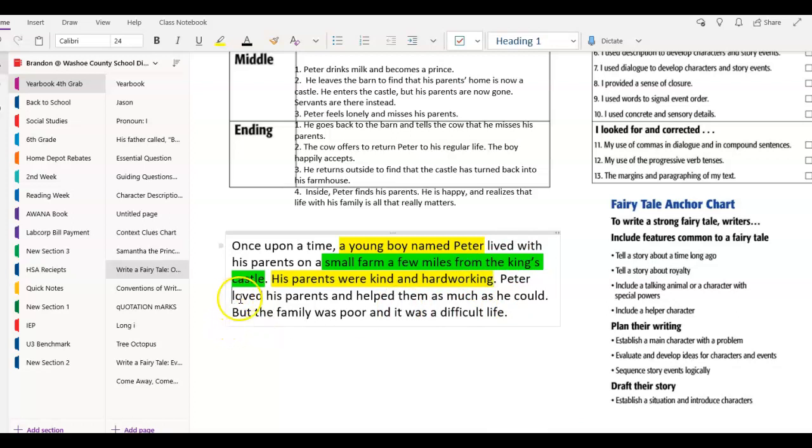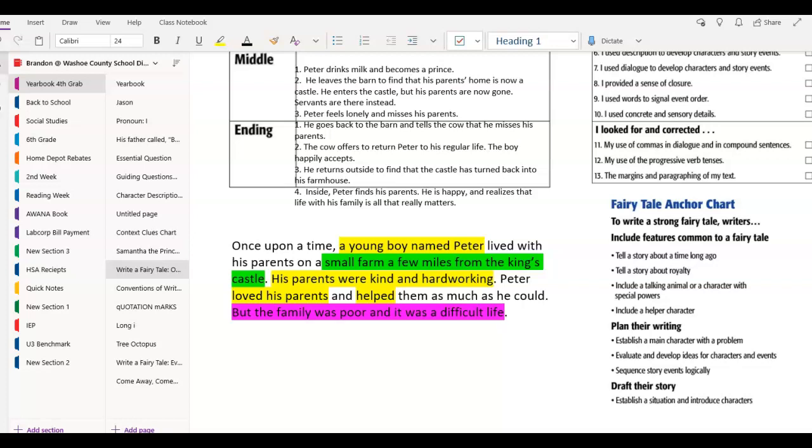It's also giving me this trait about Peter. He loved his parents. And it tells me that he's a helper. He enjoys helping them as much as he can. And notice now at the end, the conclusion of this introduction, what do I notice? The conclusion of my first paragraph is, I'm setting up a problem. I'm saying, hey look, there's going to be an issue here, and it's going to be related to his difficult life, and because he's poor. So by establishing that the family is poor and that life is difficult, I'm going to be setting up his desire to be a prince in that next paragraph.